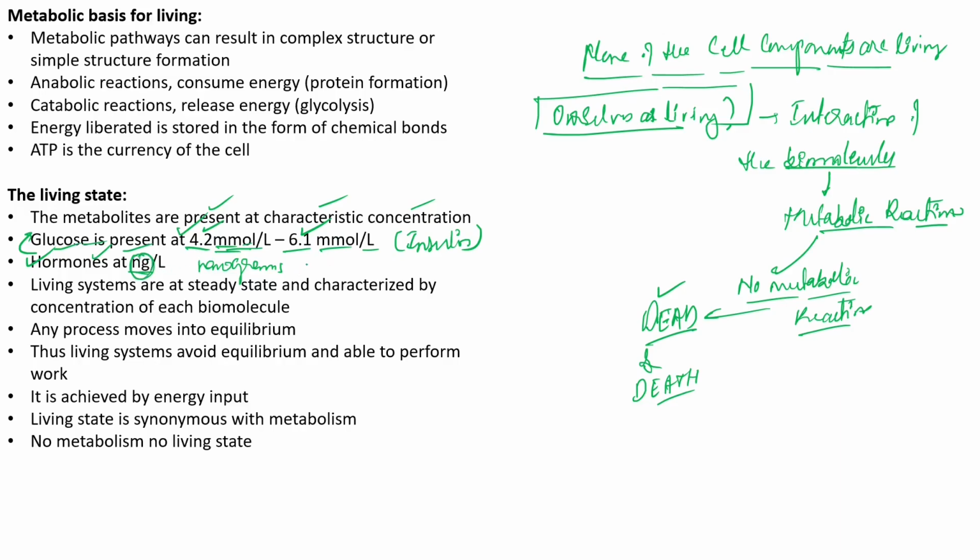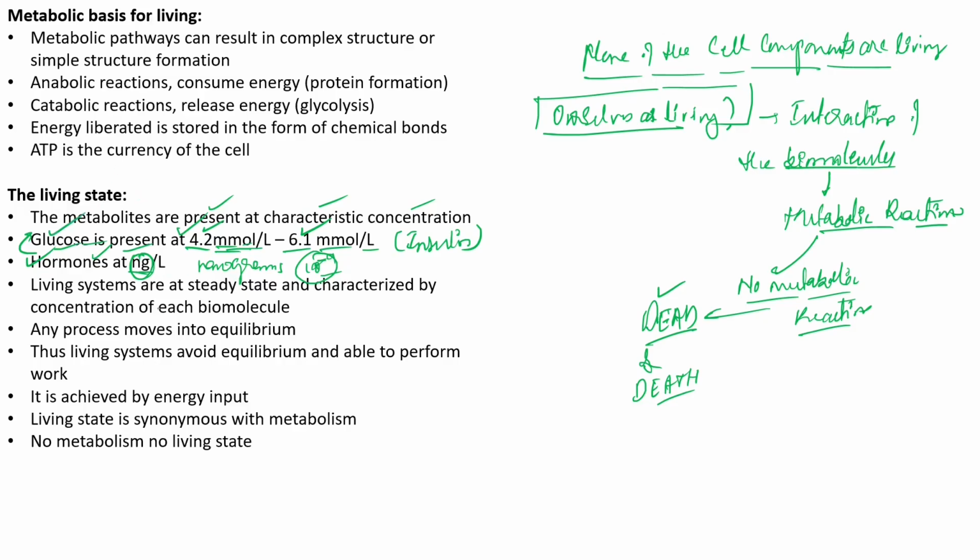Nano means 10 raised to minus 9, right? So you can see how scanty the concentration is. We can say it is almost nil. But still at such low concentration, the hormones can bring about such a profound and big effect. That tiny concentration of hormone is responsible for controlling the sugar levels in the body.